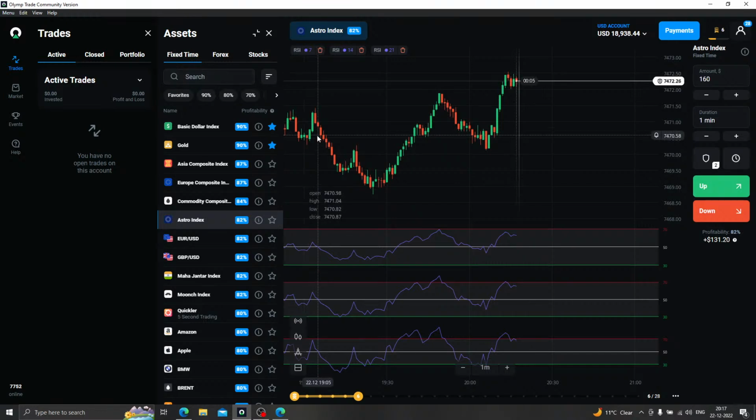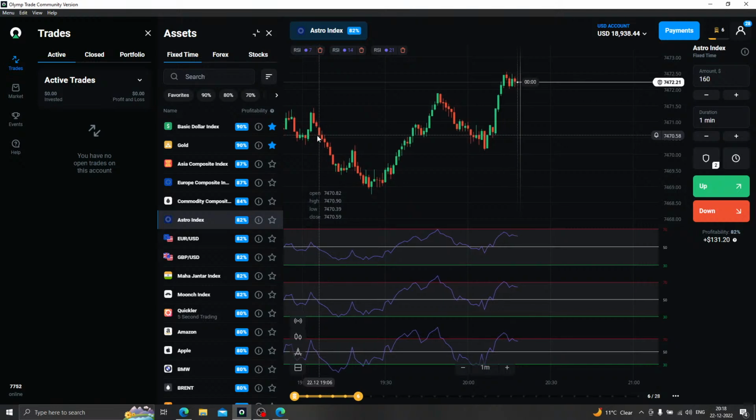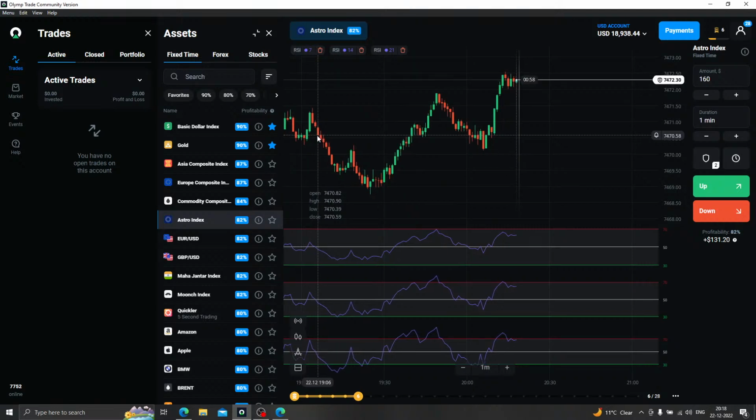The most important news releases are the CPI news for USD, GDP news for USD, and the NFP news. So twice or thrice every month you will get this opportunity to make these trades.